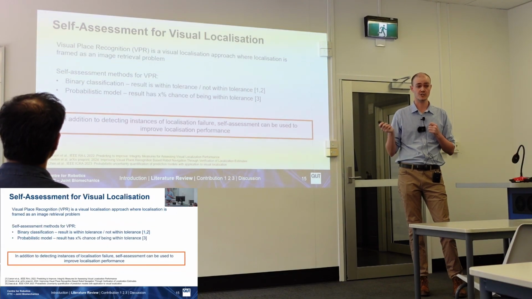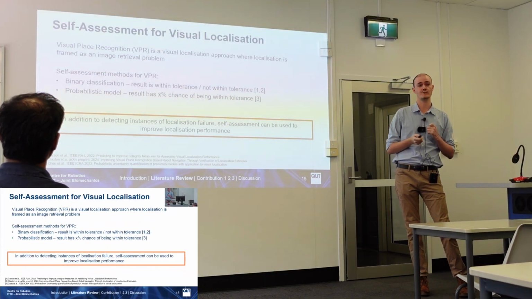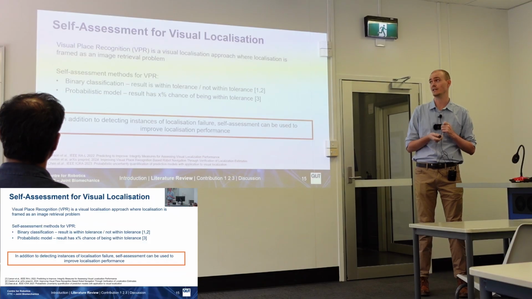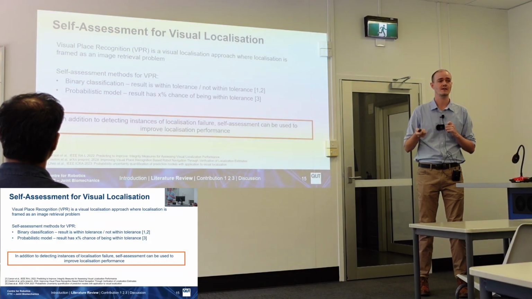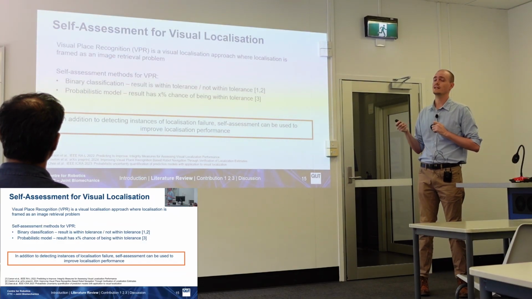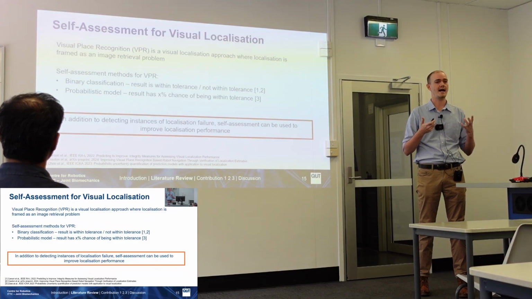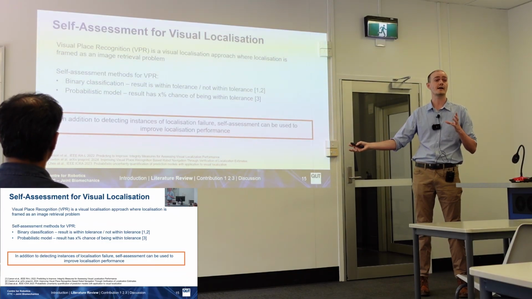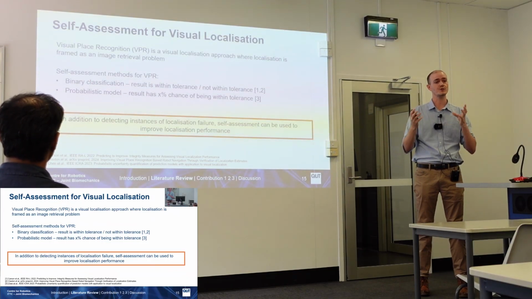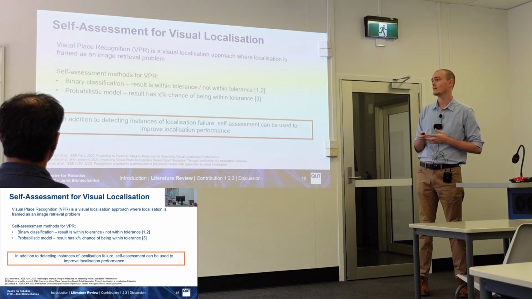One area of visual localization we have seen recent research for localization integrity is visual place recognition. This is a localization approach that frames the problem as an image retrieval problem, where an image captured by a mobile robot is compared against a database of known places in order to identify where the robot is.